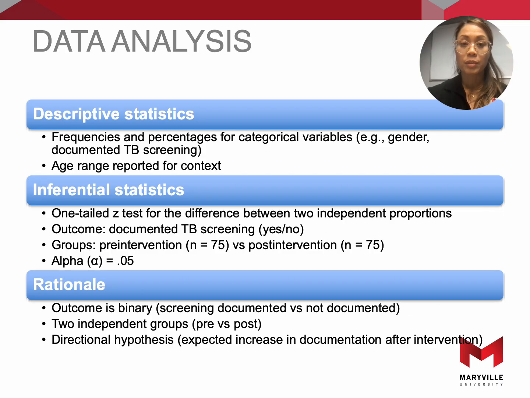The test is appropriate because the outcome is binary, screening documented yes or no, and we are comparing two independent groups, pre-intervention and post-intervention. I used a one-tailed z-test because the hypothesis was directional. Based on the intervention, I expected documentation rates to increase, not just change in either direction. The significance level was set at 0.05. This approach directly tested whether the standardized EHR prompt was associated with a statistically significant improvement in TB screening documentation.